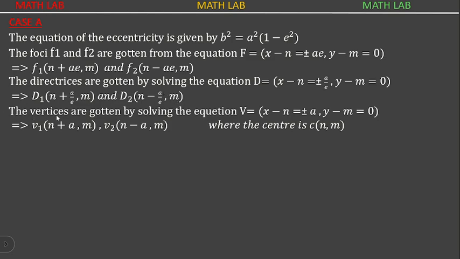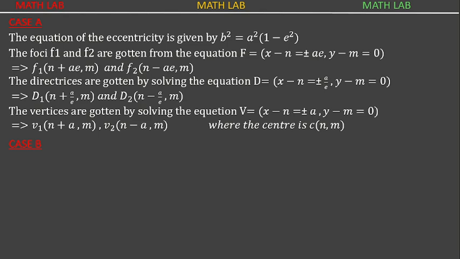Now for the vertices, the vertices are gotten by solving the equation v equals to this: x minus n equals to plus or minus a, and y minus m equals to 0, simply. So this will imply that our v1 equals to (n plus a, m), and our point v2 equals to (n minus a, m), where the center c is (n, m).